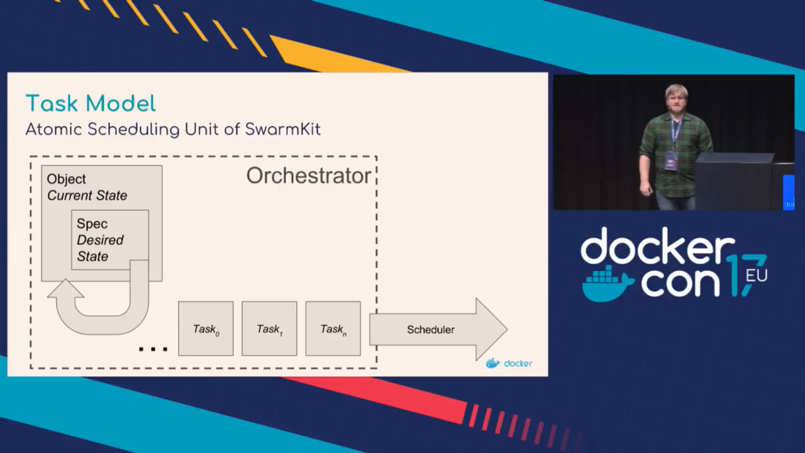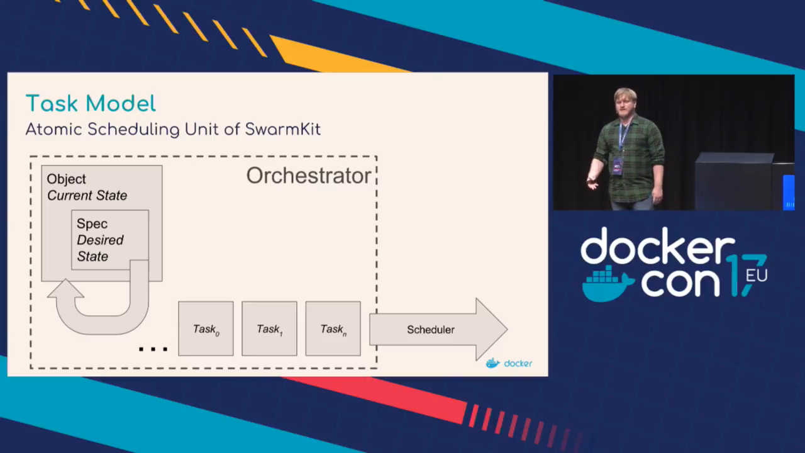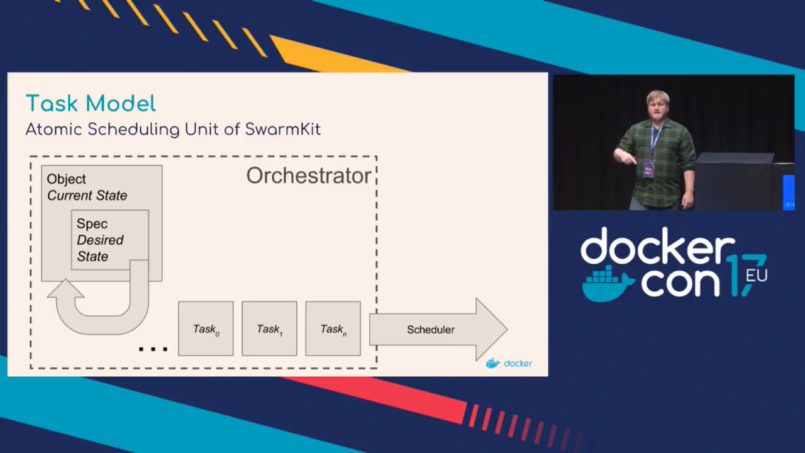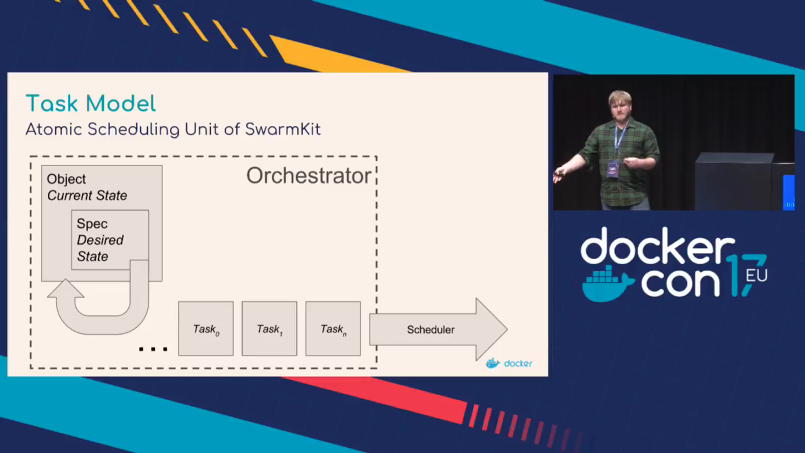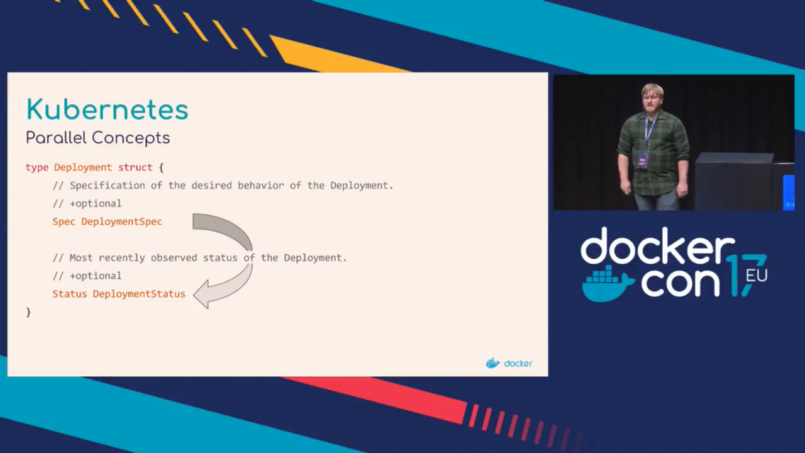So the task model: the task is essentially the atomic scheduling unit of SwarmKit. This is similar to a pod. A pod is also the atomic scheduling unit of Kubernetes. Within SwarmKit, tasks are a one-shot operation, so they're pass or fail. They can't be restarted. What happens is the orchestrator effectively sits there in a tight loop, and it generates tasks and puts those out to the scheduler to actually implement and ensure that your cluster is in the desired state.